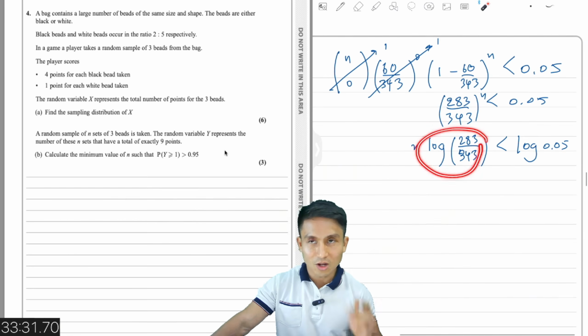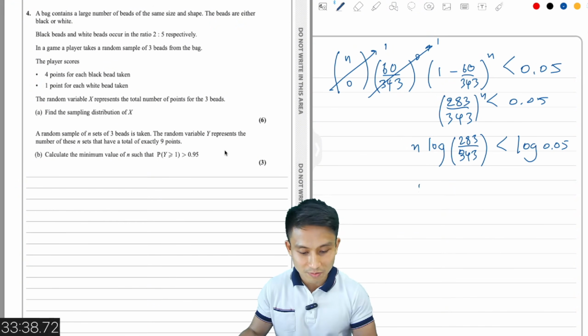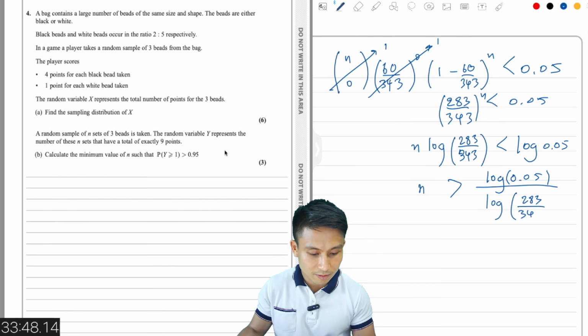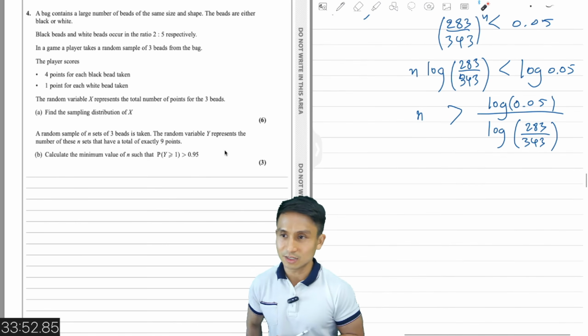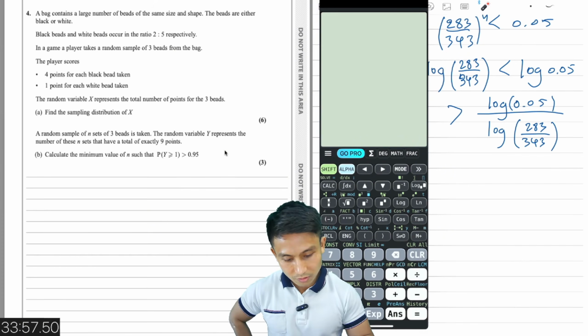But this is a log of some value less than 1, so this is a negative value. When you divide by that, the sign will flip. So that means n would be greater than log of 0.05 divided by log of that whole thing. Well, you can try plugging this into a calculator. It's going to be less than 0, a negative value, basically. So log of 0.05 divided by log of 283 divided by 343, and that's it.